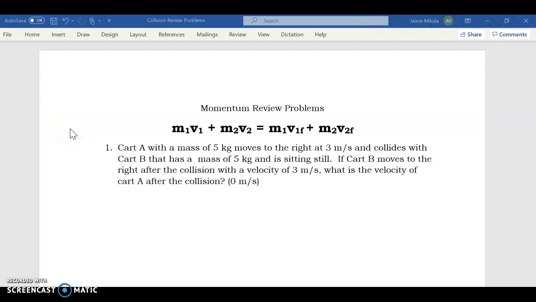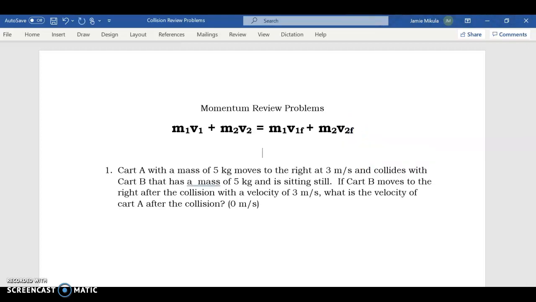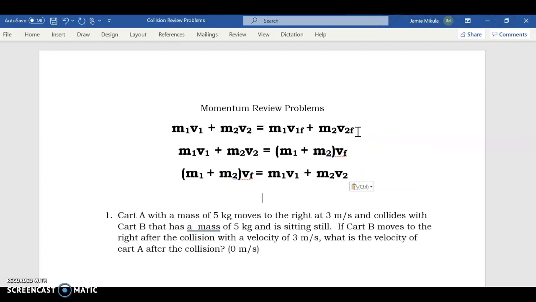All right, I'm going to do the review problems that Coach Pfaff put up today. Today is February 11th. He has this one formula here, and I'm going to put the other two formulas as well, just so they're all there for us.